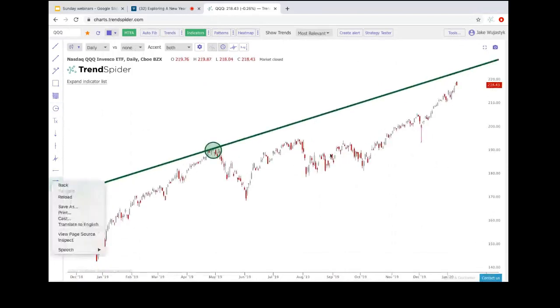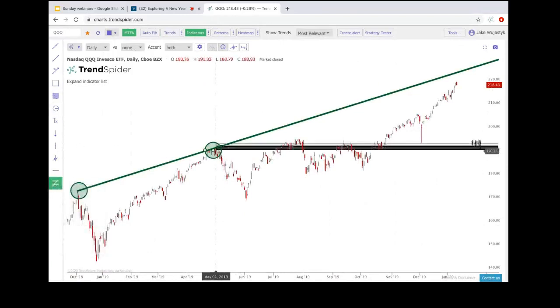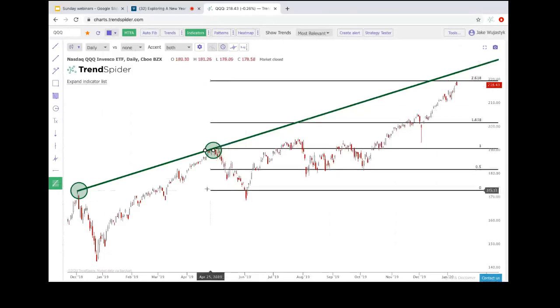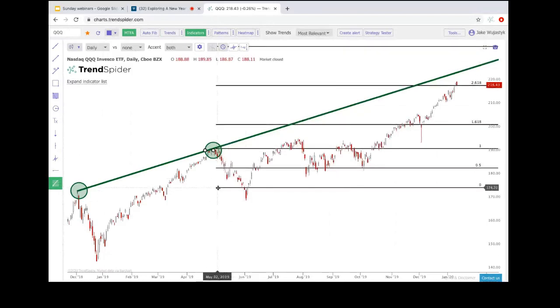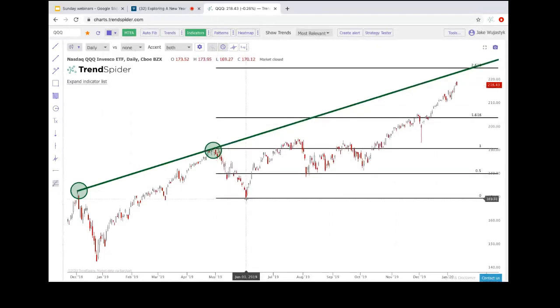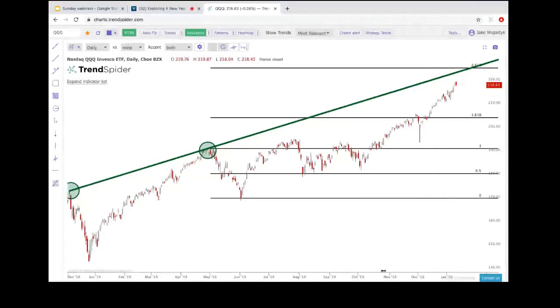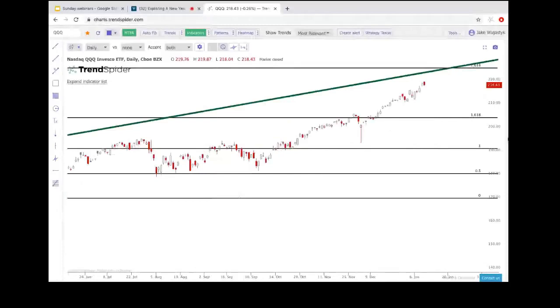Everyone's going to measure their fibs differently. Let's just do a generic fib here from this May to June move. And you'll see how literally this 2.618 extension is in confluence with this resistance line above. So for me, this is a pretty bearish candle. It's hard denying it's anything but that.